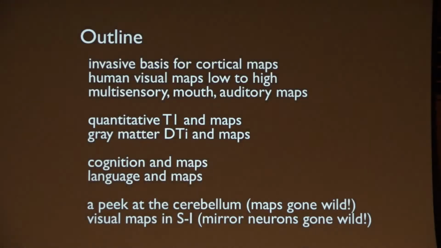We're going to take a whirlwind tour, emphasis on the whirlwind, of visual maps and a bunch of other different kinds of maps. Then we'll talk a little bit about methods of doing architectonics in vivo. Then we'll talk about cognition maps: how much are maps actually important for good stuff? And then we'll take a peek at the cerebellum and mirror neurons gone wild.